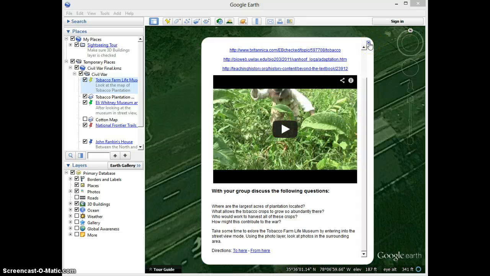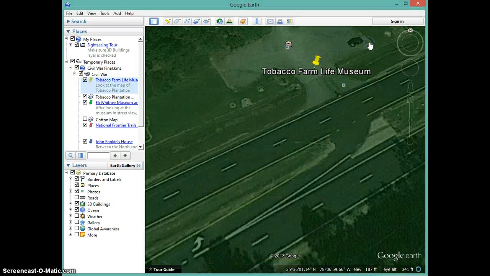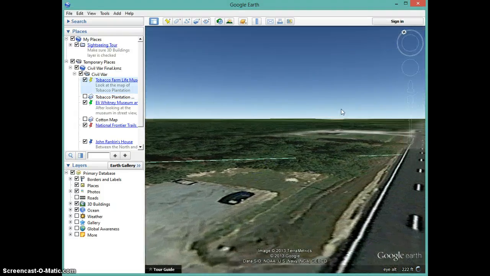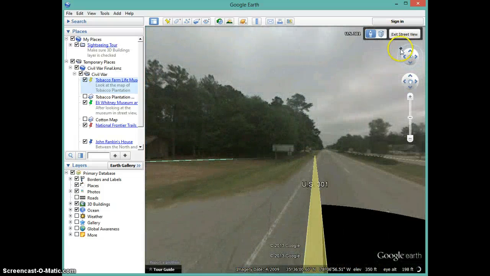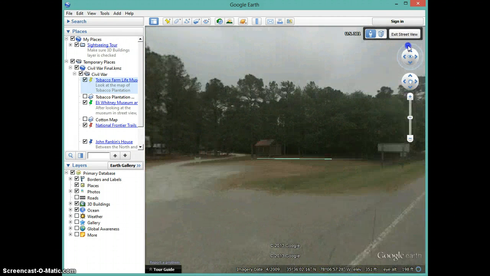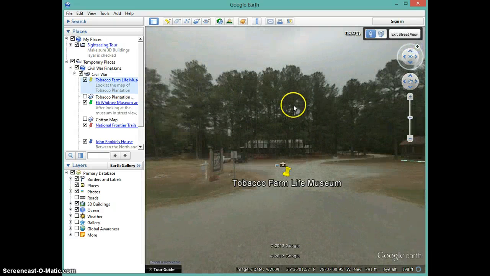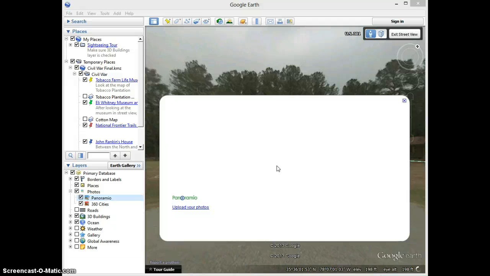Once you've completed discussing with your group and have come up with some ideas, the last thing you can do is explore the Tobacco Farm Life Museum itself. We can zoom in to the street view and we can look at the museum. It's just small, it's on an old plantation, but we also have some resource to photos that give us better views of it.